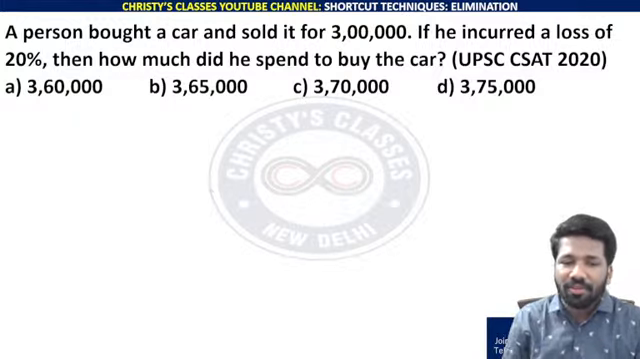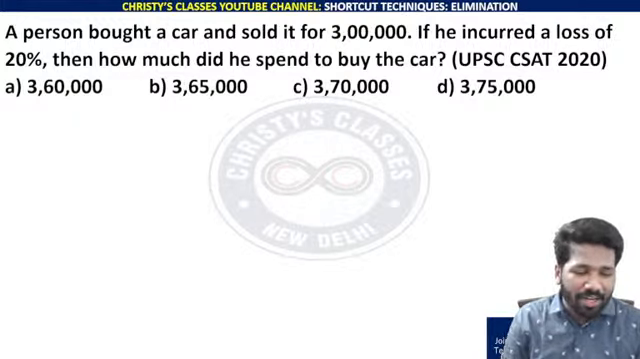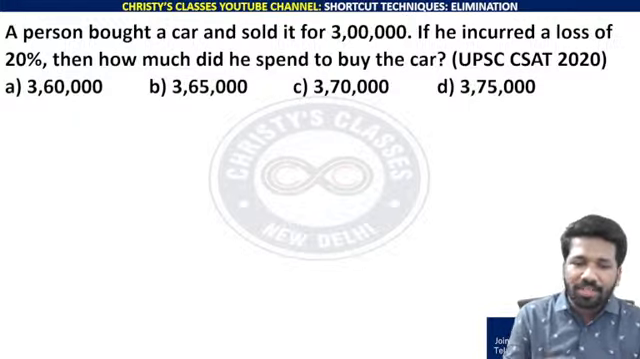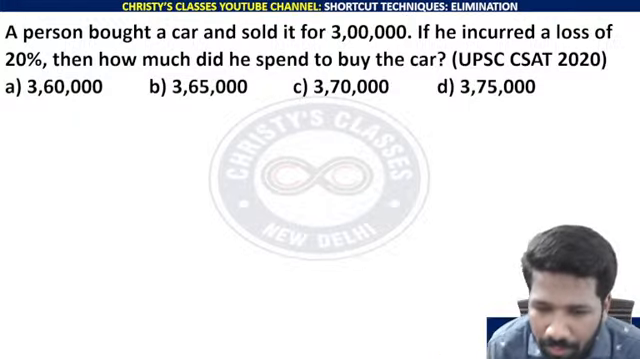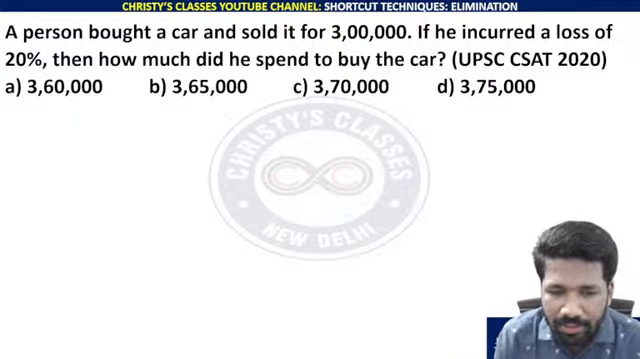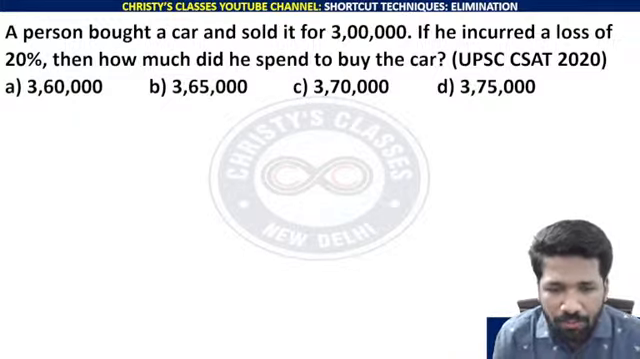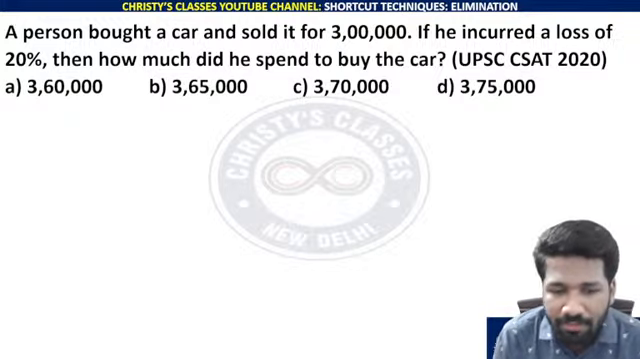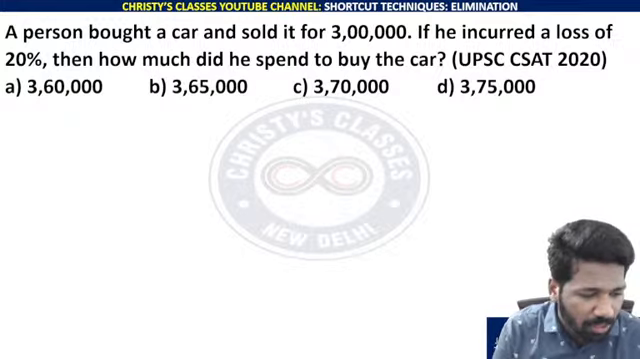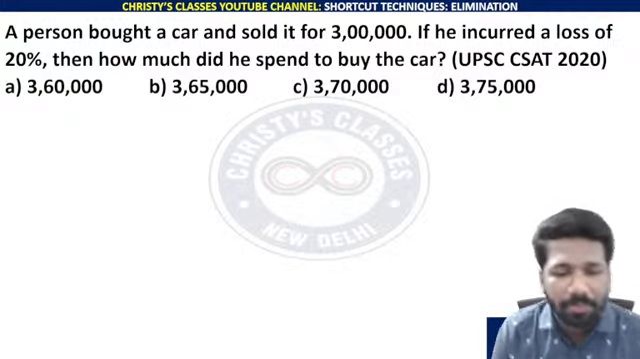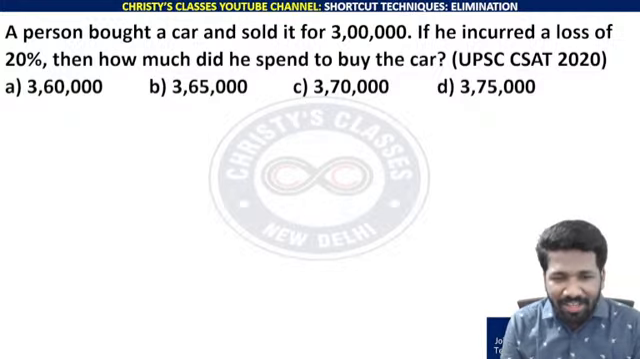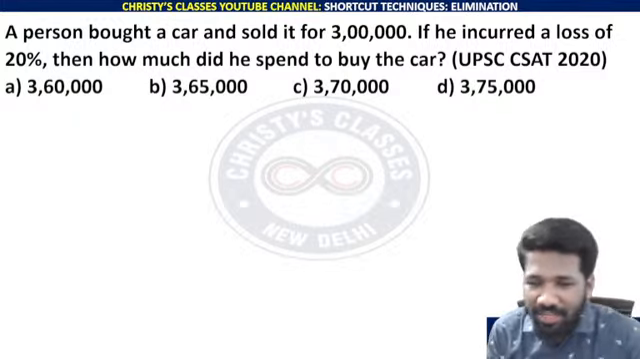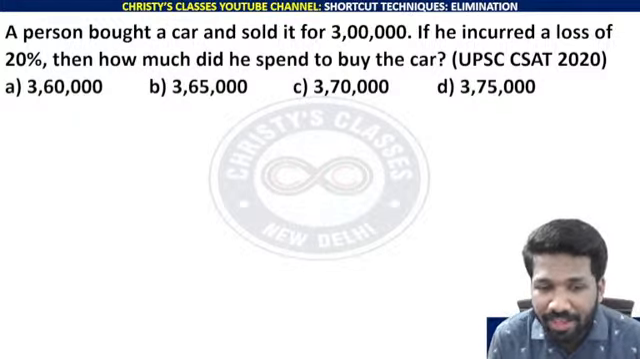The first thought that will come to mind is that 20% is the loss, so 20% reduced, you get 3 lakhs. That means 3 lakhs with 20% added should give the price of the car. He incurred a loss of 20% and he sold it at 3 lakh rupees, so the price at which he bought the car will be 20% added to 3 lakh. That is what some of you did, and that is why you got option A. But that is totally a wrong answer. Still, it is totally normal to think that option A is correct when you read it first.